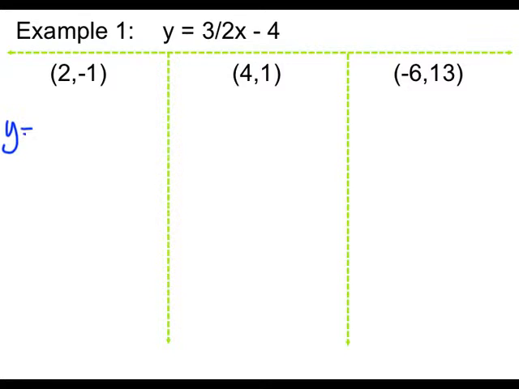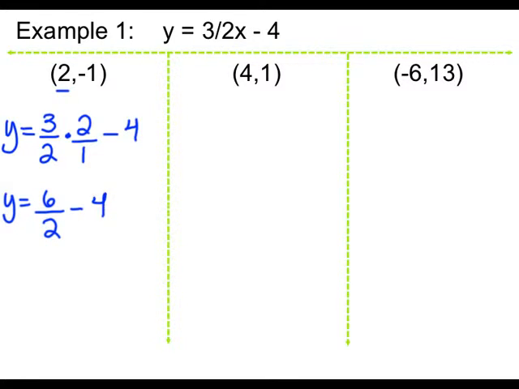So y equals, says 3/2 x. Remember that means times. X, well our x is a 2. And then it says minus 4. Now remember, if you don't have a denominator, the denominator is 1. If you know how to cross simplify, you can cross simplify. If you don't, we just multiply across. 3 times 2 is 6. 2 times 1 is 2. 6 divided by 2 is 3. So it's 3 minus 4, which is -1.